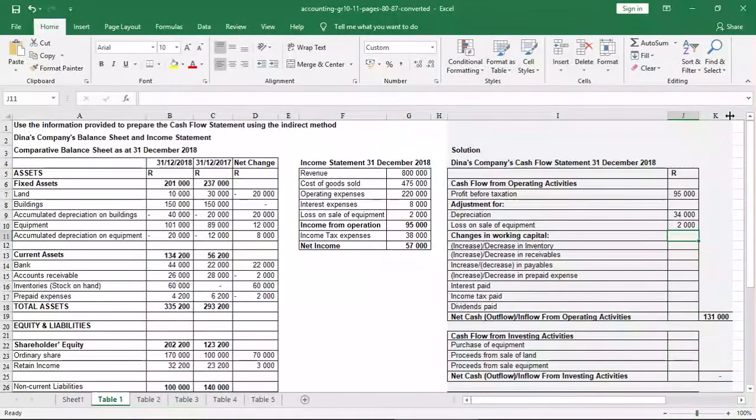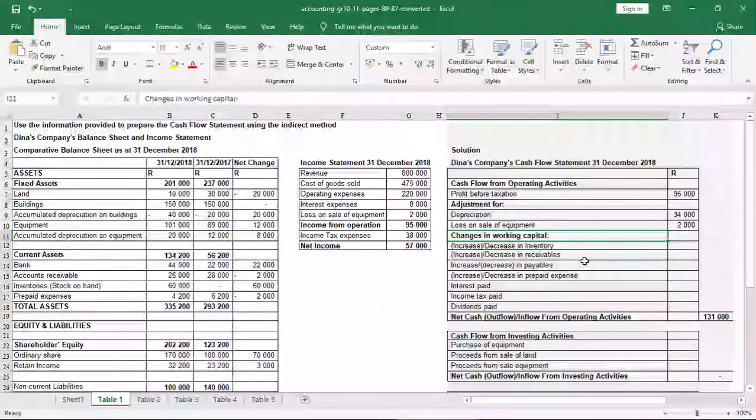So we've done all the adjustments that we needed to do. In your question, you'll have to look if you have any other adjustments, if you had any other sale of assets, or if you had amortization. You need to look at that, but so far we only have those two. So now that we're done with that, the next thing we do is changes in working capital.